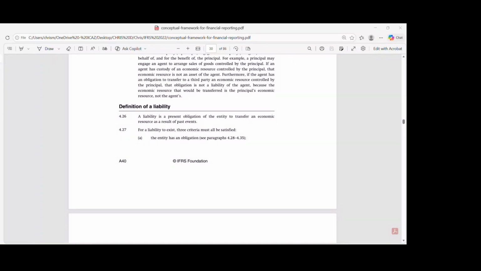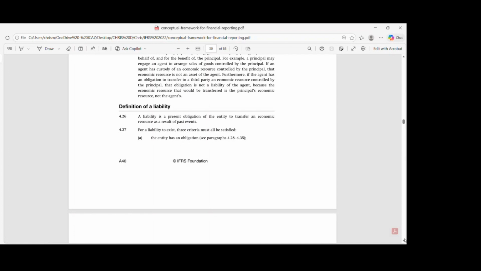Liability, para 4.26. So what's a liability? It is a present obligation of the entity to transfer an economic resource as a result of past events. So if you go to our para 4.26, an obligation, which is our para 4.28, 4.28, we've got a present obligation.